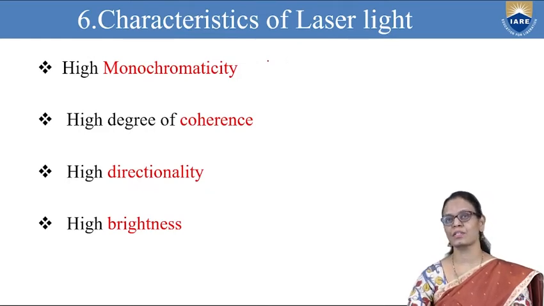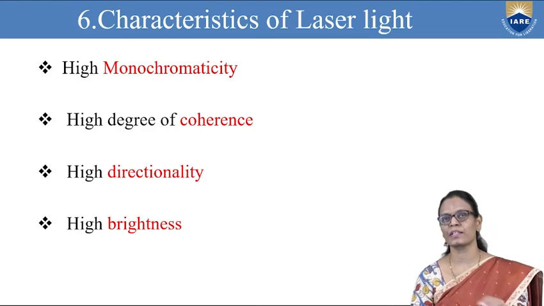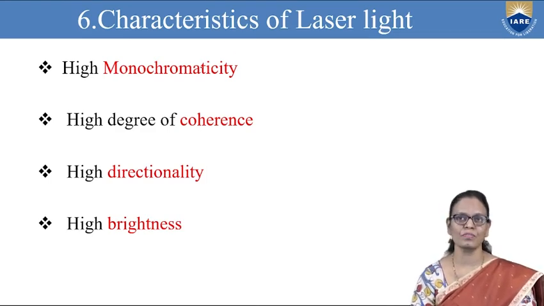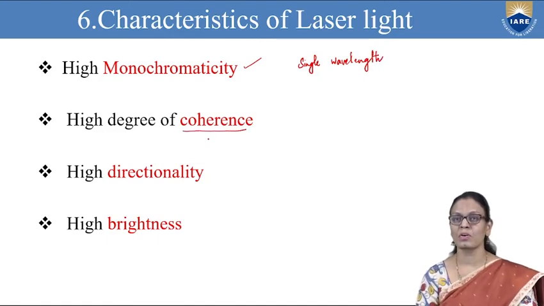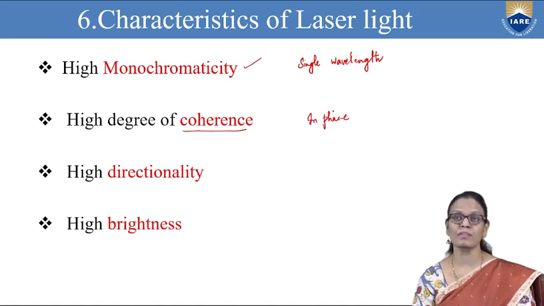Now coming to the characteristics of laser light. What are the characteristics of laser light? There are 4 very important and unique characteristics of laser. First one is highly monochromatic. Highly monochromatic means mono means single, chromatic is always related to the color. So here you have light of single wavelength. Then high degree of coherence. Coherence means they are always in phase. Whatever the radiation that is emitted is in phase.